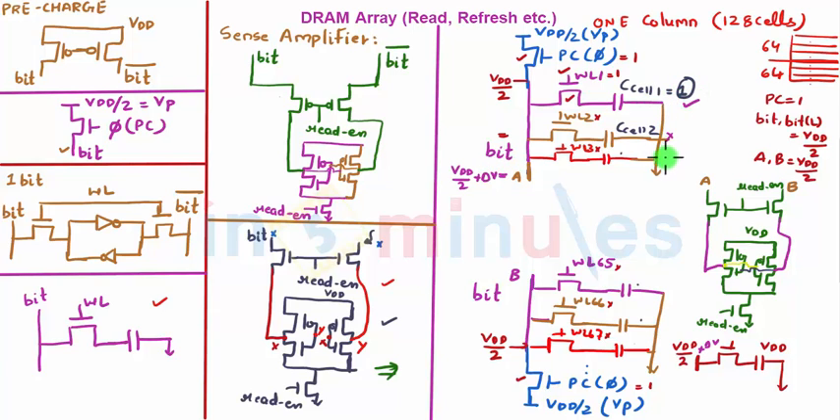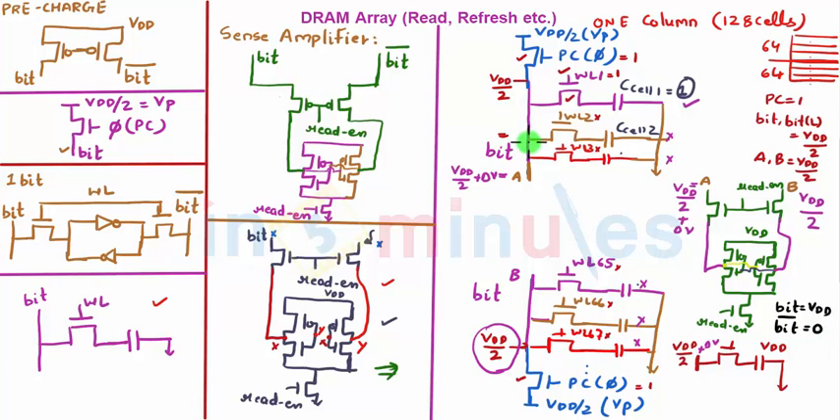At the same time, all the other C cells are off, so this will stay at VDD by 2. So the sense amplifier will have A as VDD by 2 plus delta V and B as VDD by 2. We know that this minute difference the sense amplifier will amplify, and what we get is at bit I will get VDD and at bit bar I'll get 0, because the small difference has been amplified by the sense amplifier. We have already seen it working, correct? So now bit goes to VDD and bit bar goes to 0.